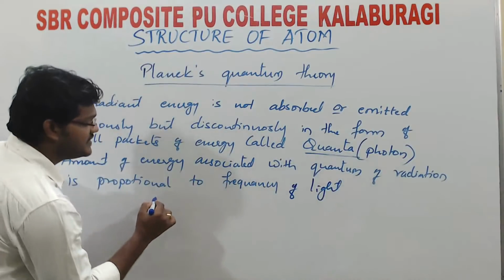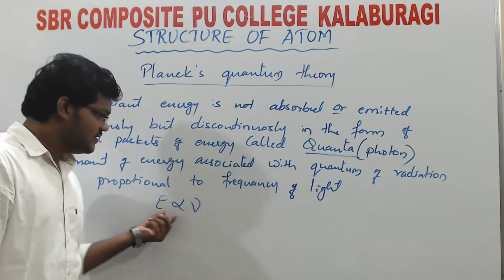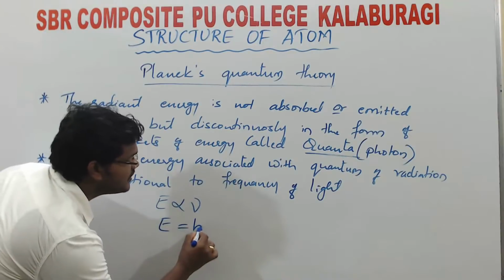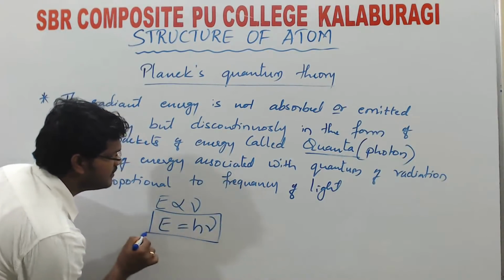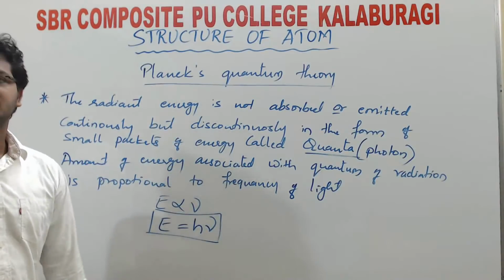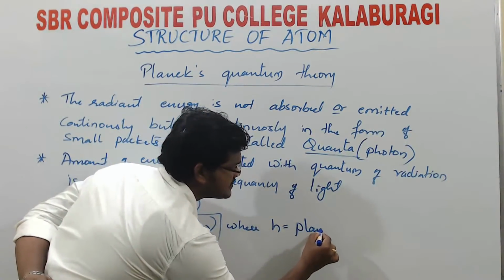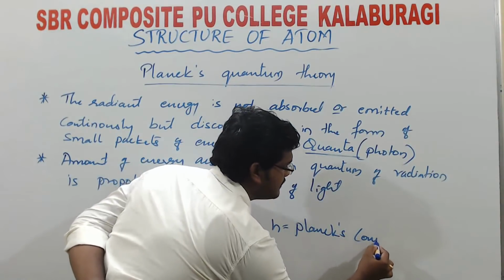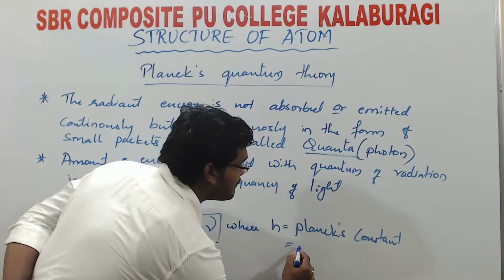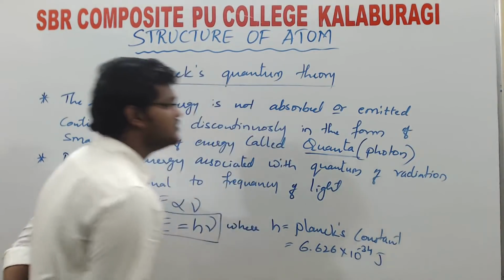So that is expressed as E, energy, is proportional to frequency, that is nu. Or else, I can even write it as E equals h nu, where h is Planck's constant. The value of this Planck's constant is 6.626 × 10^-34 joules.